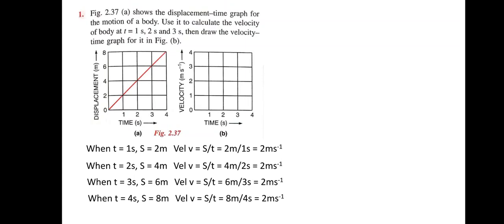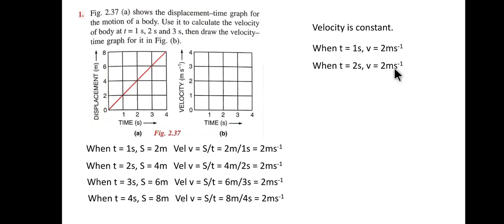So in every case we are seeing that the velocity is uniform. Since velocity is constant, when time is 1 second, the velocity is 2 meters per second. When time is 2 seconds, the velocity remains 2 meters per second. And when time is 3 seconds, the velocity remains 2 meters per second. So it's not going to increase, neither is it going to decrease.